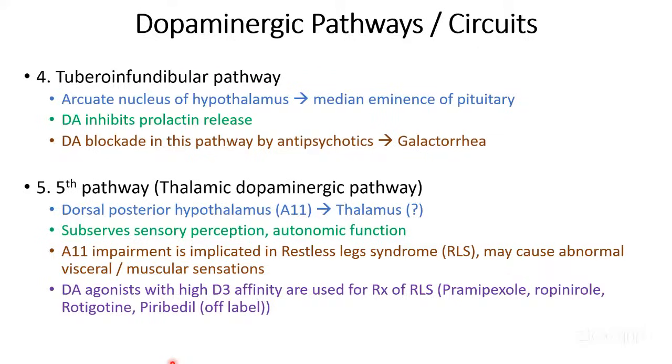And the fifth pathway is the thalamic dopaminergic pathway, which is from the dorsal posterior hypothalamus to the thalamus, and it subserves sensory perceptions and autonomic functions. It is implicated in restless leg syndrome, which may cause abnormal visceral or muscular sensations at the time of night, especially seen in Parkinson patients.